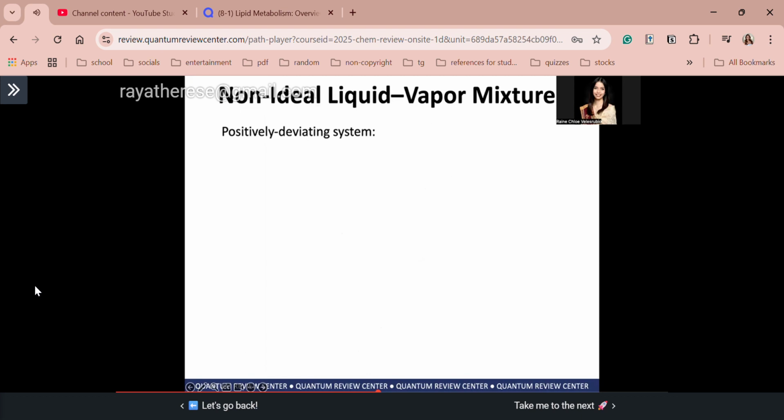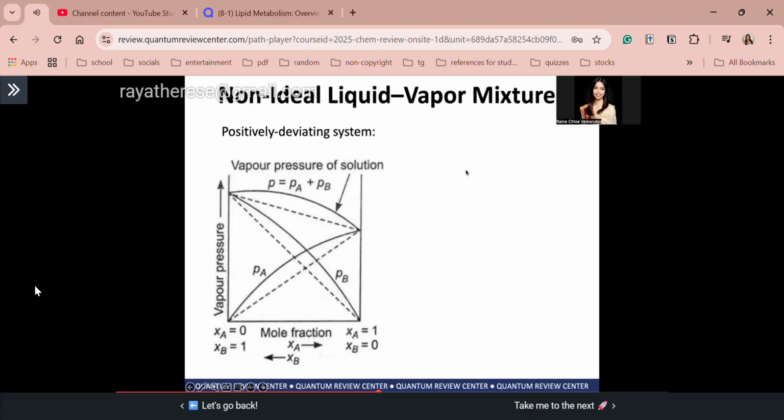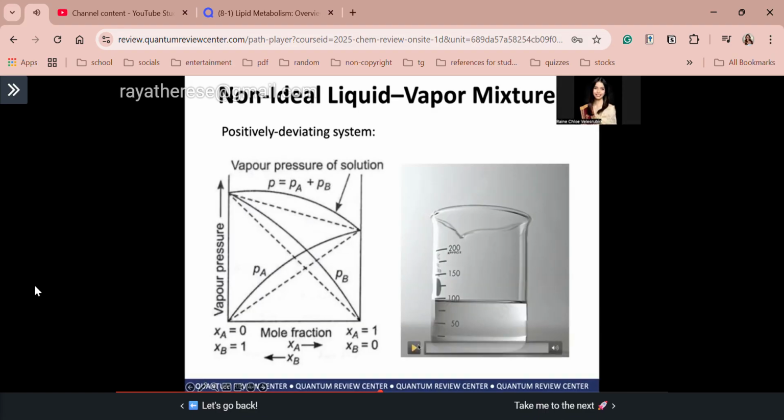So we have two types, depending on whether or not the system positively or negatively deviates. Positively deviating system, we have this phase diagram niya, where we see that the vapor pressure, yung curve na ito, is higher than the ideal vapor pressure. So ideal, guys, is yung mga broken lines. That is the positive deviation. We have a higher vapor pressure than the ideal. So for example, if we mix ethanol and hexane as shown here, you have a positively deviating system. Ito yung pinapakita sa phase diagram ito.